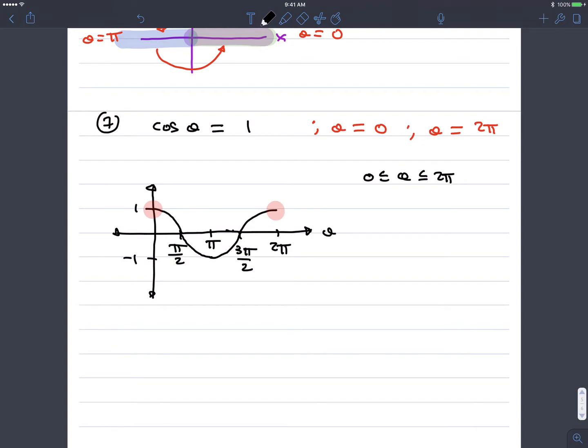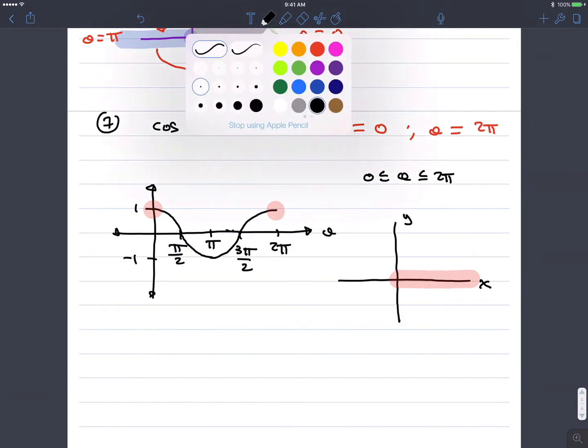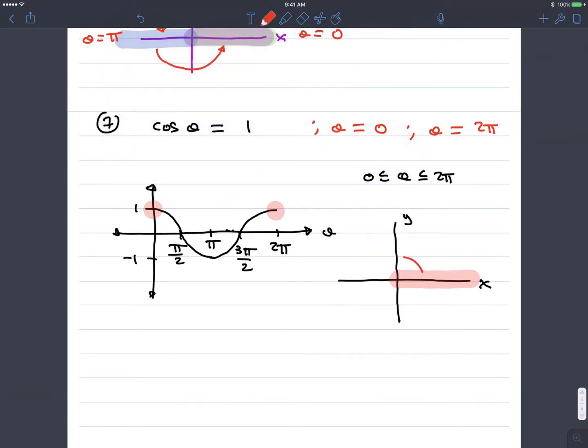But what do you happen to notice about these two angles here? Let me try to draw this next to it. Let's draw our Cartesian coordinate, x-axis, y-axis. The 0 angle is right here, isn't it? Isn't that 0 degrees? And then let's rotate how? Counterclockwise. What do you notice if I draw this second angle, 2 pi?